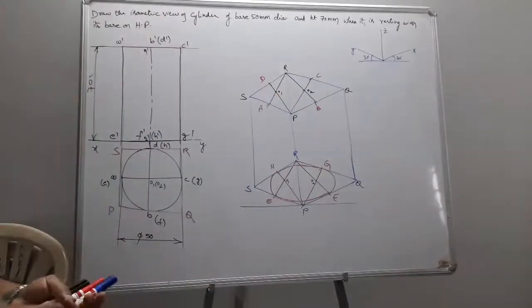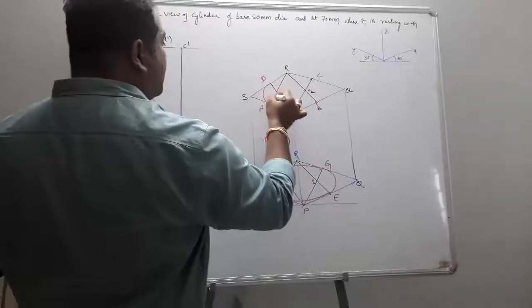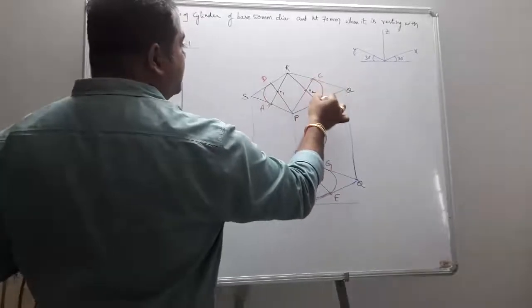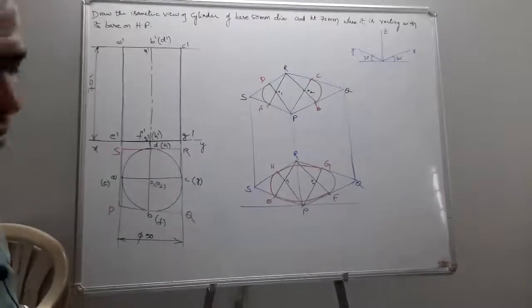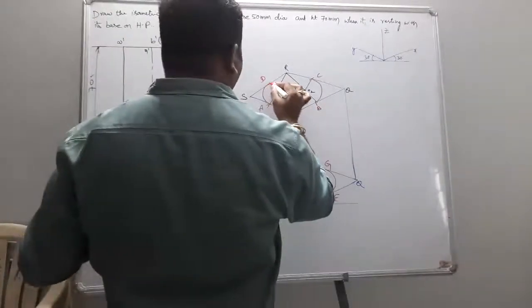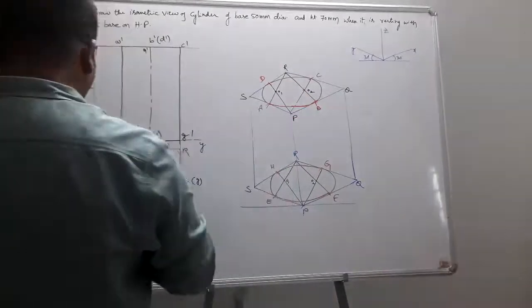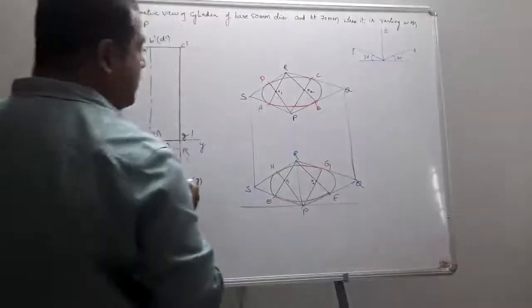Okay. Now O1 as center, OD as radius, draw an arc. O2 as center, OC as radius, draw an arc. Okay. Next again, P as center, PD as radius, draw an arc. R as center, RA as radius, draw an arc. Okay.